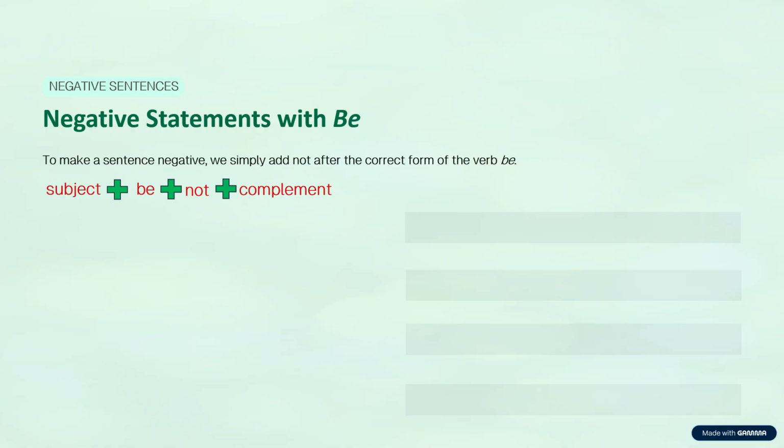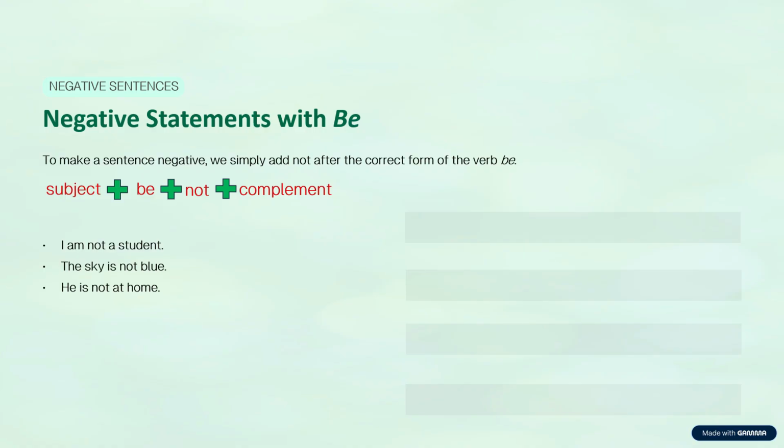For example, in I am not a student, I is the subject, am not is the negative verb, and a student is a noun complement telling us what I'm not. In the sky is not blue, the sky is the subject, is not is the negative form of be, and blue is an adjective complement showing how the sky is not. And in he is not at home, he is the subject, is not is the negative verb, and at home is a prepositional phrase telling us where he isn't.